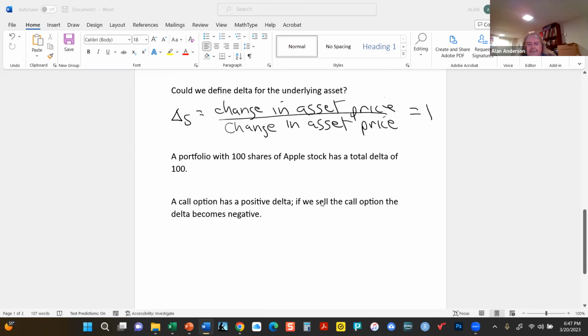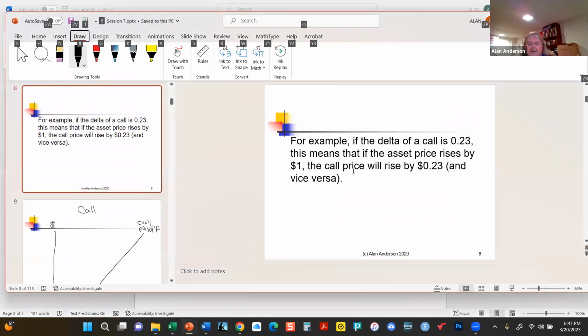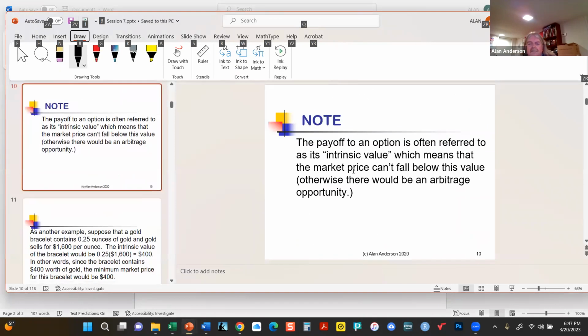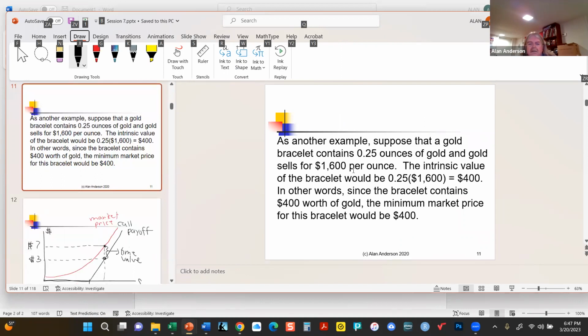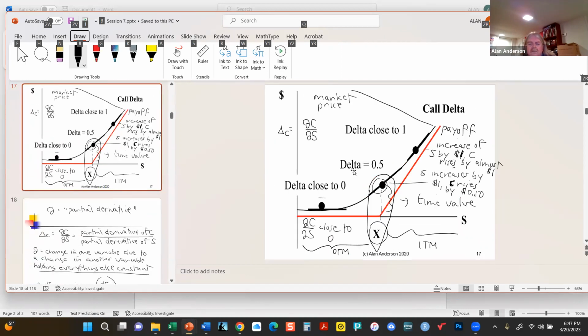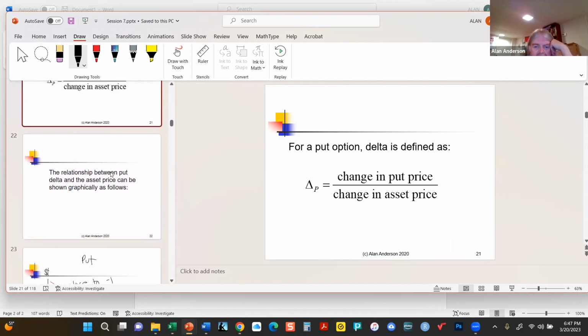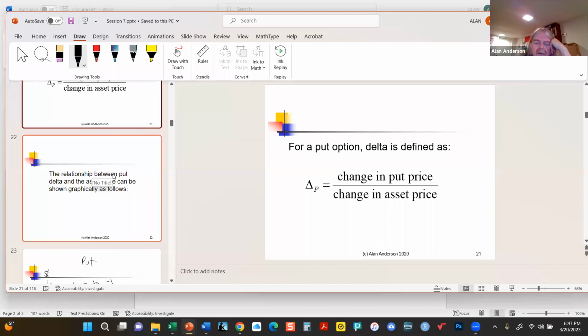All right, anyway, where were we? So I think we now want to introduce the puts and see how they work. Now with the puts, as you can probably imagine, everything's going to work well.